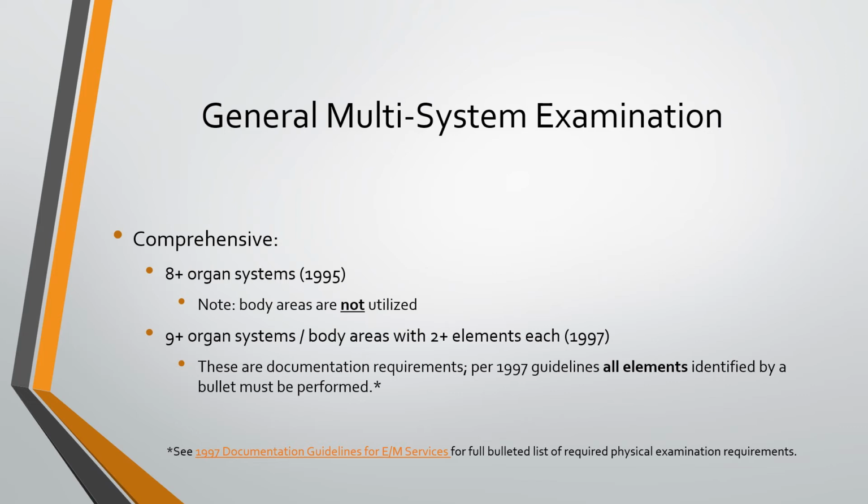For 1997 guidelines, I think this is the easier one to remember. You have to hit 9 organ systems with 2 elements each, or you can use body areas, but they are very specific in which body areas you can reference for a complete examination. I recommend looking at the 1997 document explicitly in the examination section, because they state which body areas, which organ systems, and what you should be performing on a complete physical exam.